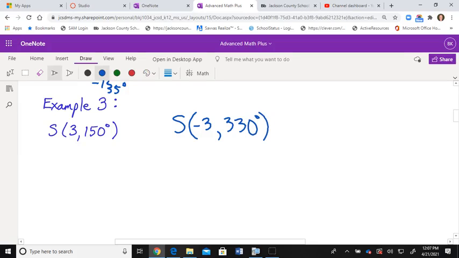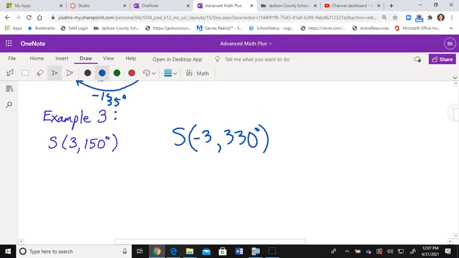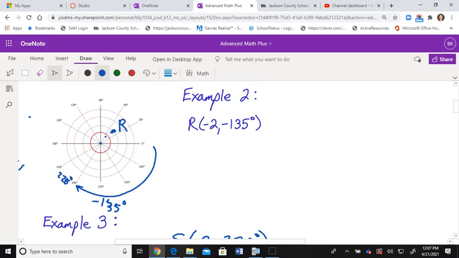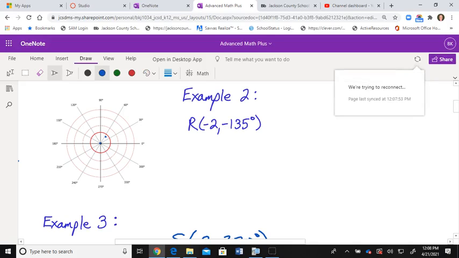Is that making sense? Let me scroll back up so you can see. Be careful with my erasing here. Alright, that's as far as I'm going. So, 3, what was it? 3 and 330? Negative 3 and 330.